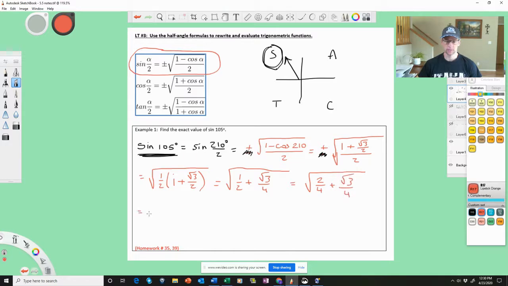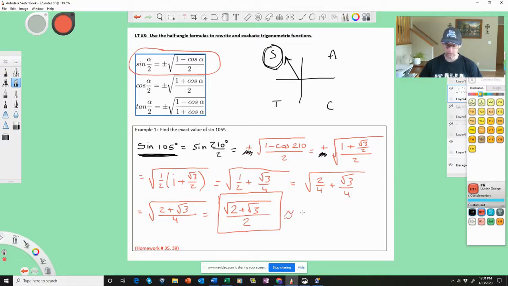And you can skip some steps, of course. I'm showing every single step here because I don't want to lose anyone. And now taking the square root, I can't take the square root of 2 plus root 3, but I can take the square root of the 4, so I will. And therefore my final answer is going to be the square root of 2 plus the square root of 3, divided by 2. If you enter this in your calculator, which I did, you'll end up with 0.966, and that is in fact the value of the sine of 105 degrees approximated. This is the value exactly.